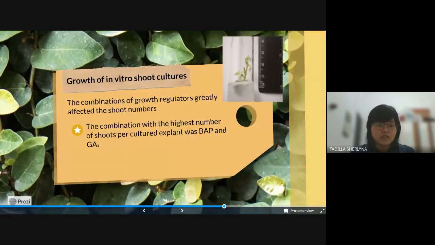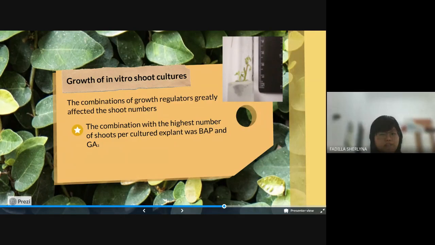The next one is the growth of in vitro shoot cultures. The shoot number was actually affected by the different combinations of growth regulators. In the shoot proliferation, a nodal segment containing an axillary bud was taken from the in vitro grown shoots and cultured on half-strength MS medium along with the growth regulators combinations. The combination with the highest number of shoots per cultured explant was benzylaminopurine, or BAP, and gibberellic acid, or GA3.